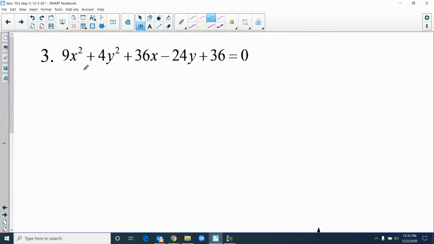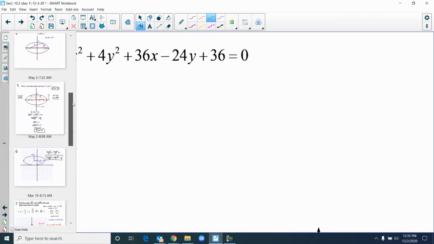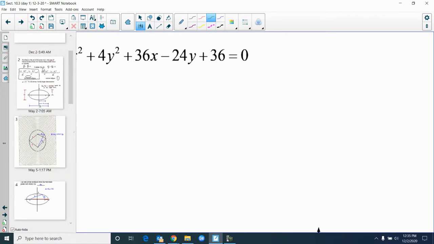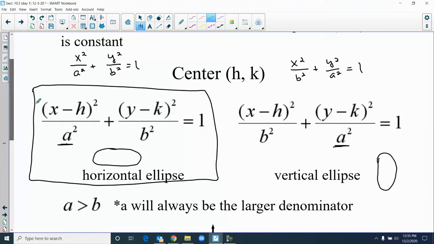Let's take a look at one more here today. This one doesn't look anything like the others. Now, on the homework, it asks for the center and vertices. You need to also rewrite the equation in this form here, the standard form. We need to make it look like one of these two equations, and it has to equal 1. Okay, so if you notice, both of these equal 1, and then we'll talk about that.